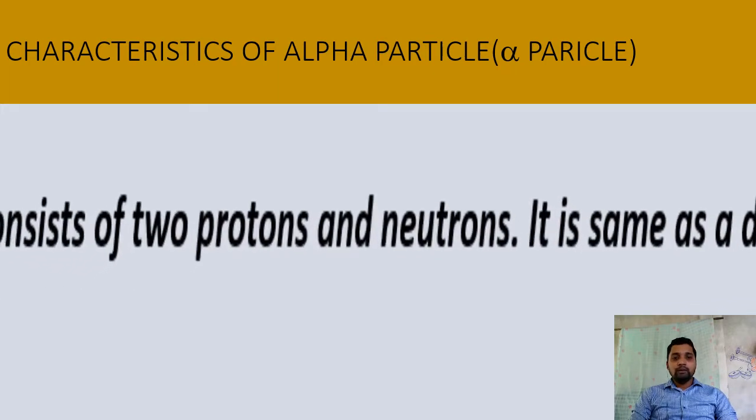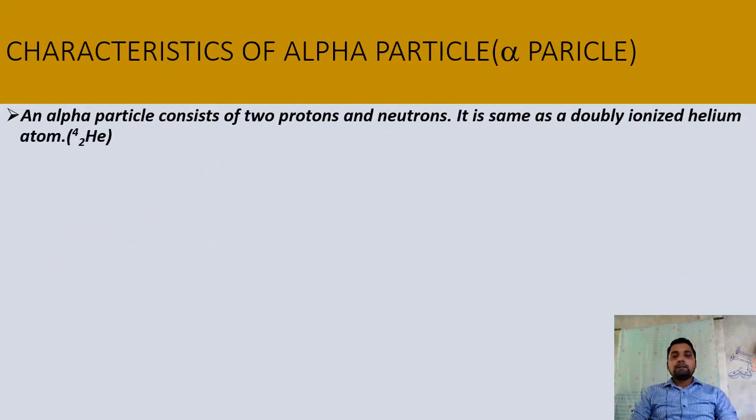First, alpha particle consists of 2 protons and 2 neutrons. That means inside the nucleus it has 2 protons and 2 neutrons, so it has mass number 4. And because it has 2 protons, it has 2 positive charges. It is similar to the atomic structure of helium. So an alpha particle is a doubly ionized helium atom, with mass number 4 and atomic number 2.